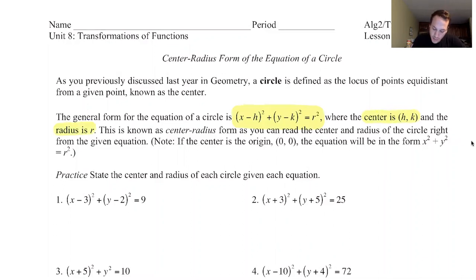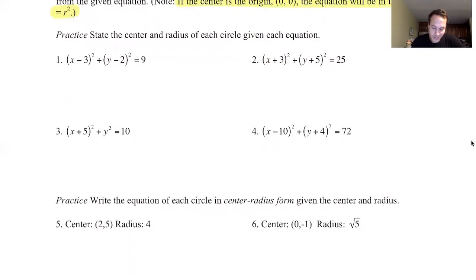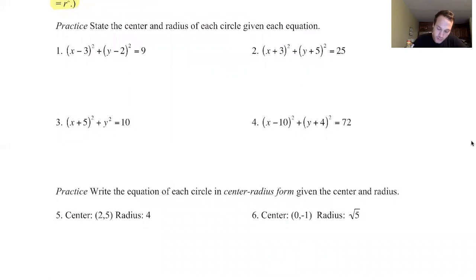And just a reminder, if the center is the origin, the equation will only be in the form of x squared plus y squared equals r squared. Or if either coordinate is 0, it'll just be x squared or y squared, depending on which one it is. So this lesson, we're going to walk through this so fast.